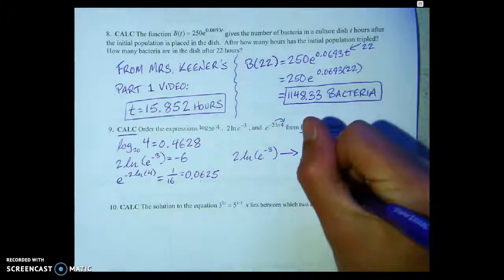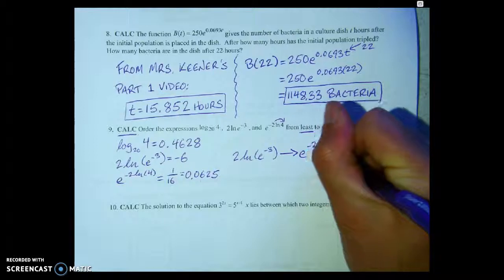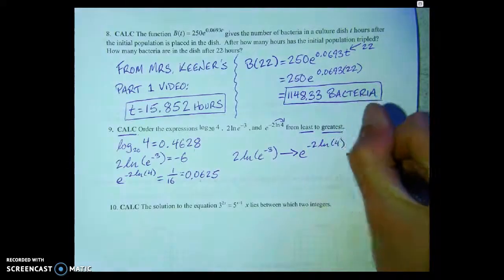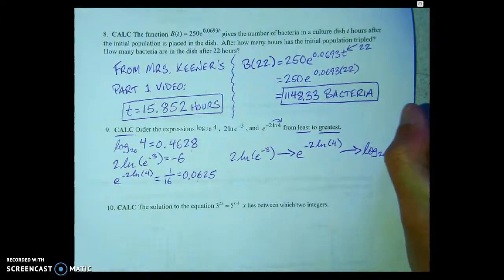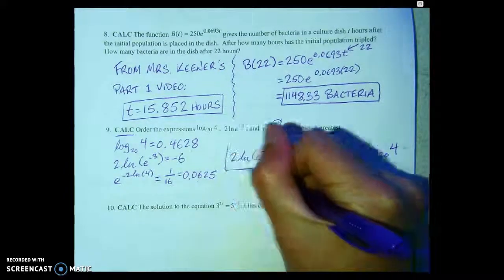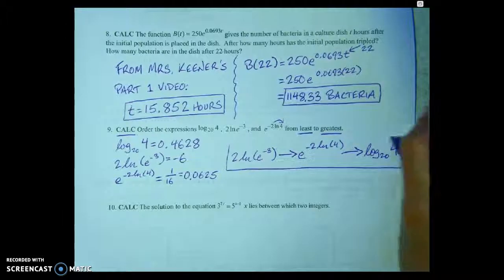So the next one is e to the -2 natural log 4, which is then followed by log base 20 of 4. So that's your order from least to greatest.